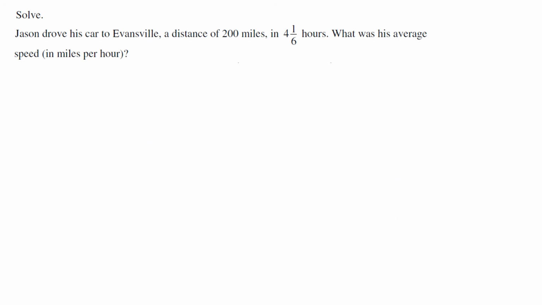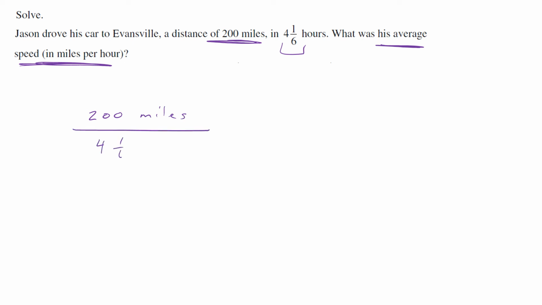All right, Jason drove his car to Evansville, a distance of 200 miles, and it took him 4 1/6 hours. So what was his average speed? And that's in miles per hour. So since it's miles per hour, we know we need to divide. So 'per' implies division: 200 miles per 4 1/6 hours. All right, and so to divide here, we can clean this up a little bit. This is 200 divided by 4 1/6.